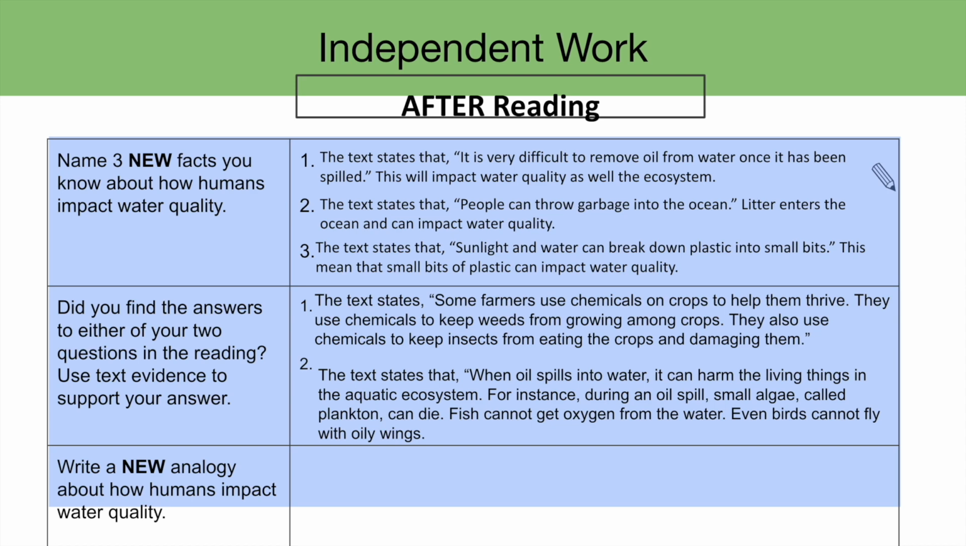Write a new analogy about how humans impact water quality. So after the reading, I can come up with a new analogy to compare 2 things. The Pacific garbage patch is like a man-made island of trash, except no one wants to live there.